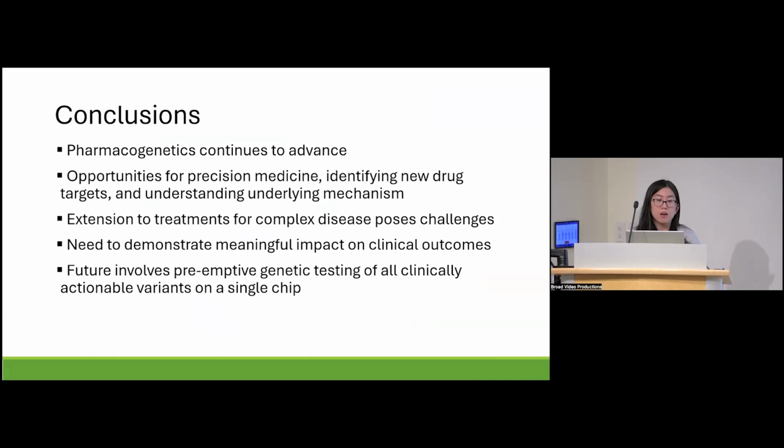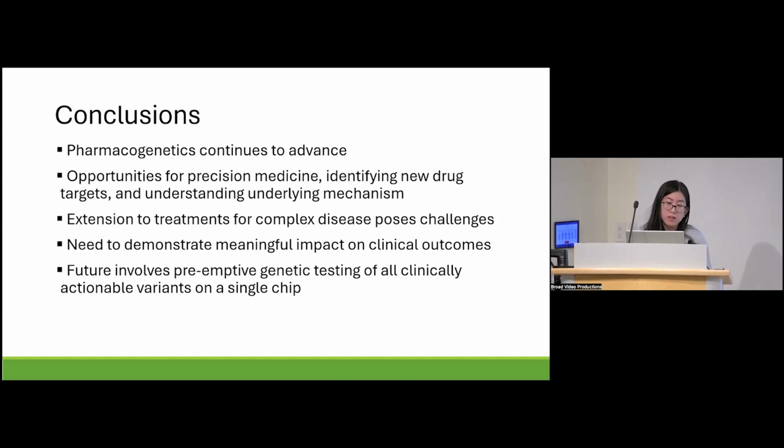And so just to close, pharmacogenetics continues to advance, but there are still gaps in the field. There are opportunities for advancing precision medicine, as I mentioned, potentially identifying new drug targets and understanding underlying mechanisms. There are still some challenges with respect to complex diseases and studying multi-ancestry populations. And we really do need to demonstrate the impact on outcomes. Some of the earlier stories I told really have that, but for others you have an association, but you really need to demonstrate some difference in clinical outcomes.